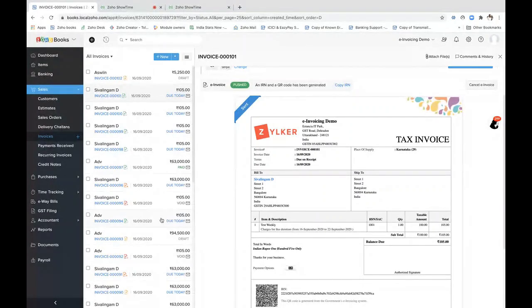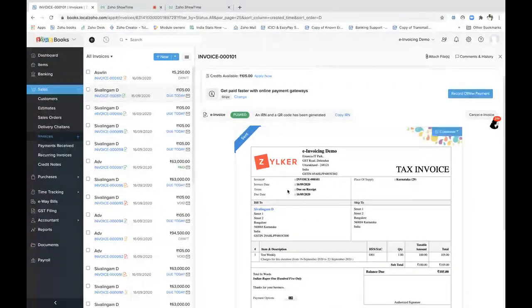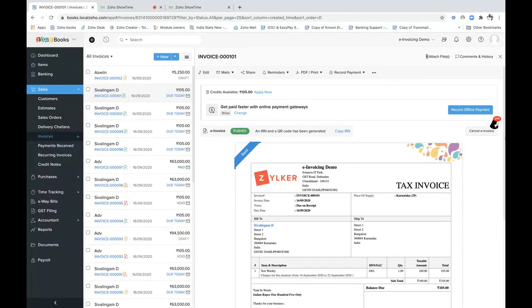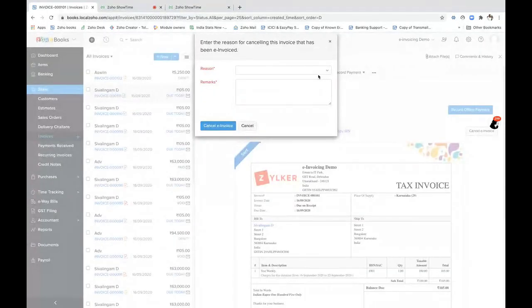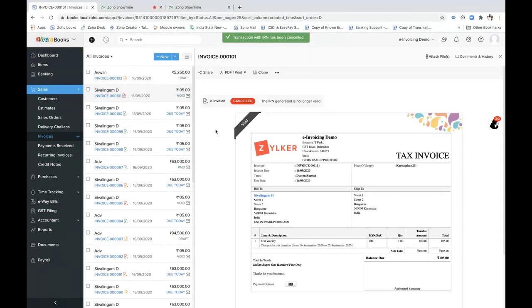What if the invoice has been created and now you want to cancel this? If it's going to be within 24 hours, you can just click on this cancel e-invoice, just choose the reason and click on cancel e-invoice. So right away, this e-invoice, that is the IRN, will no longer be valid and this is a void invoice.